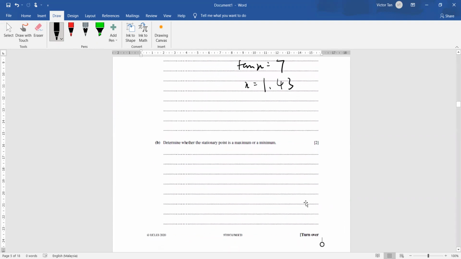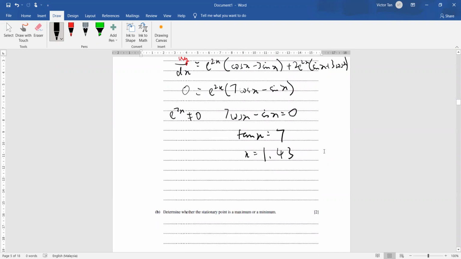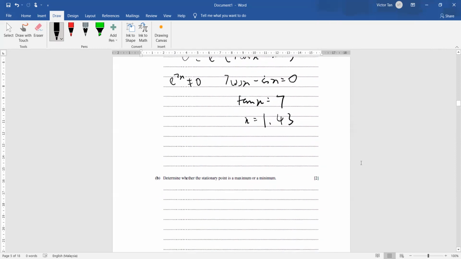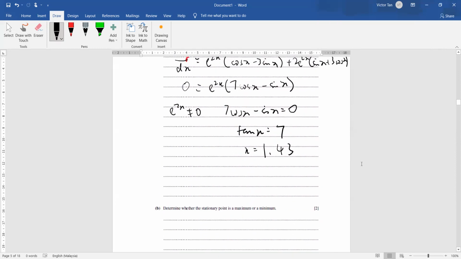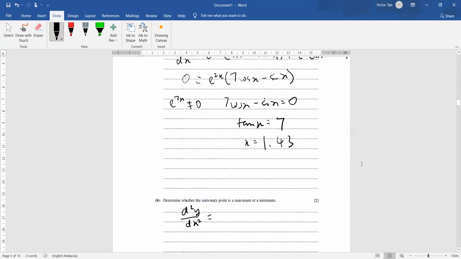Determine whether the stationary point is a maximum or minimum. So there are 2 ways to determine. You can differentiate again. Would it be advisable to differentiate again? Maybe. You can always use values, but since it's trigonometry with exponential, it is better to differentiate again.